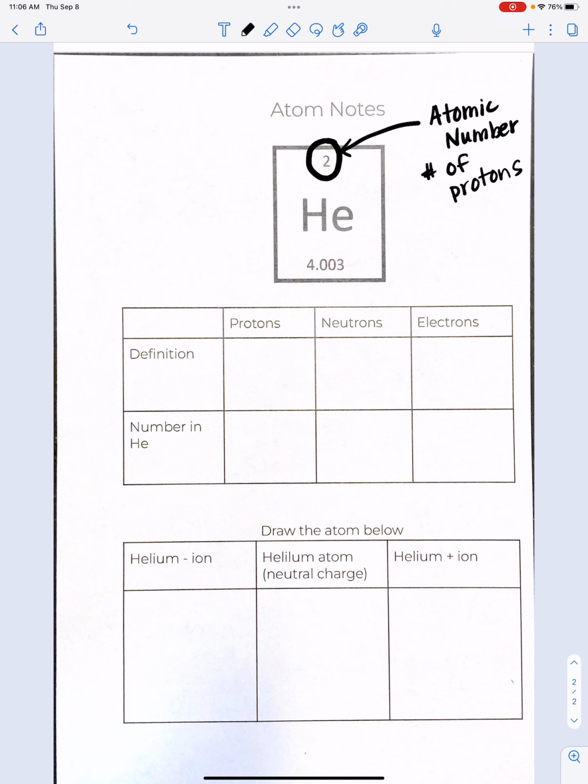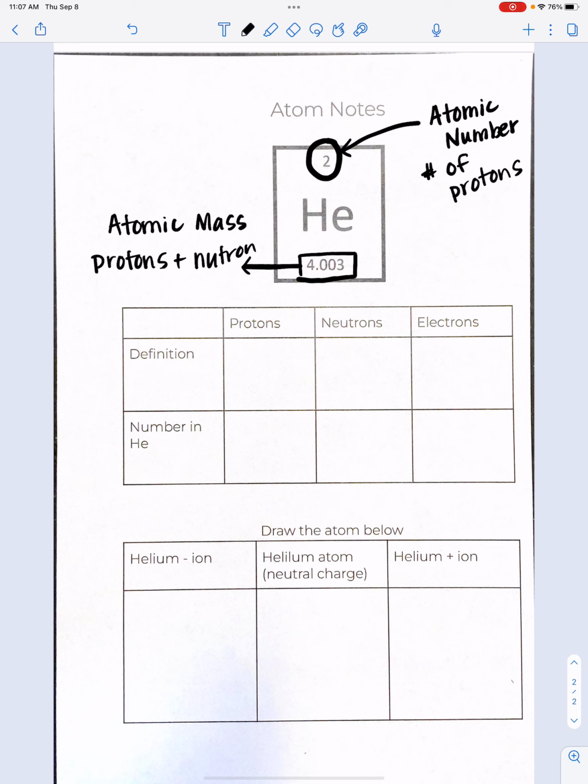The other thing I want you to pay attention to is this number. And hopefully you remember that this is the atomic mass. The atomic mass is made up of the number of protons plus neutrons. There's an E in there, N-E-U-T-R-O-N-S. And so that is your equation. We learned about that last class.